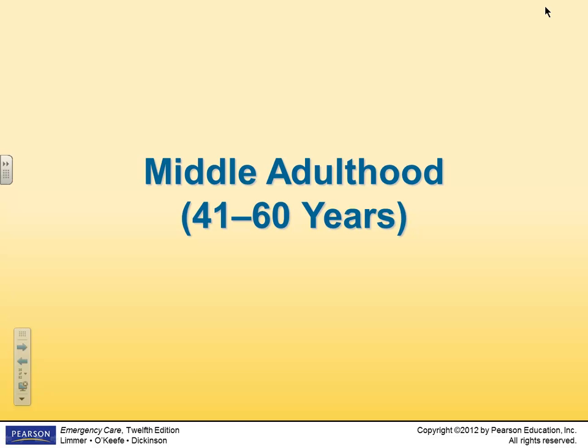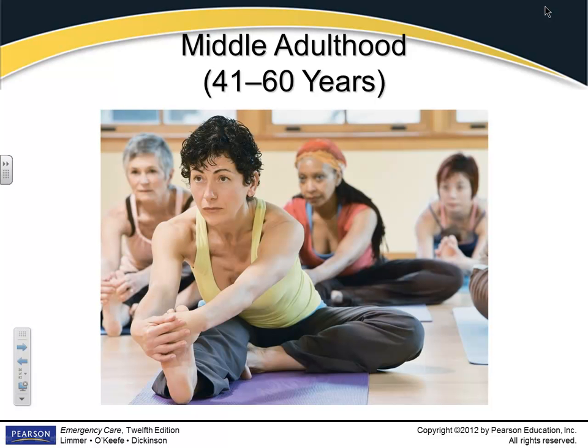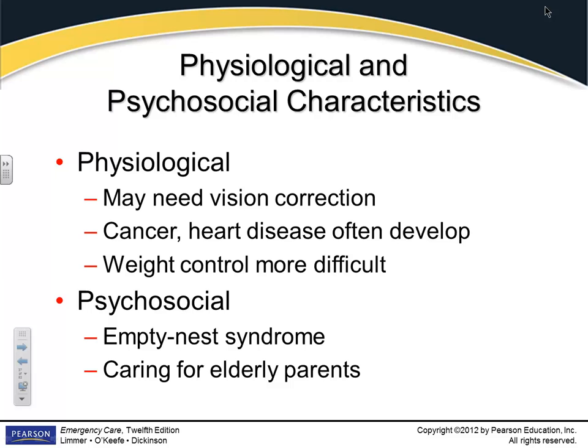Middle adulthood, 41 to 60, you're in yoga classes, typically, or whatever this is. Physiological, may need vision correction. Cancer, heart disease often develop.